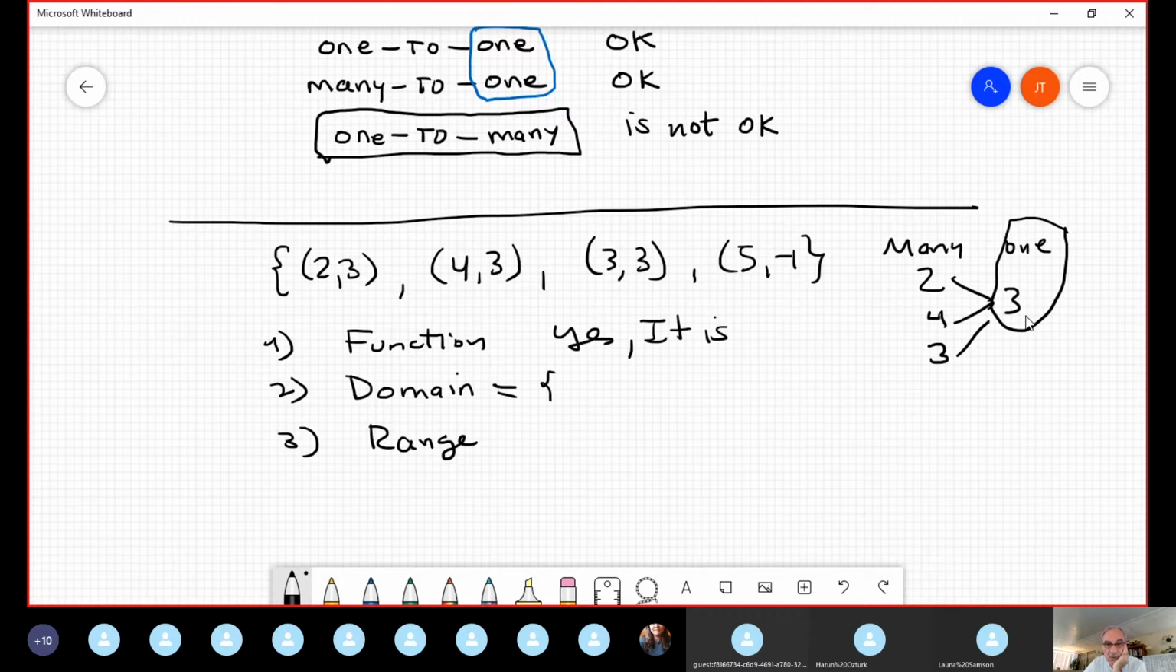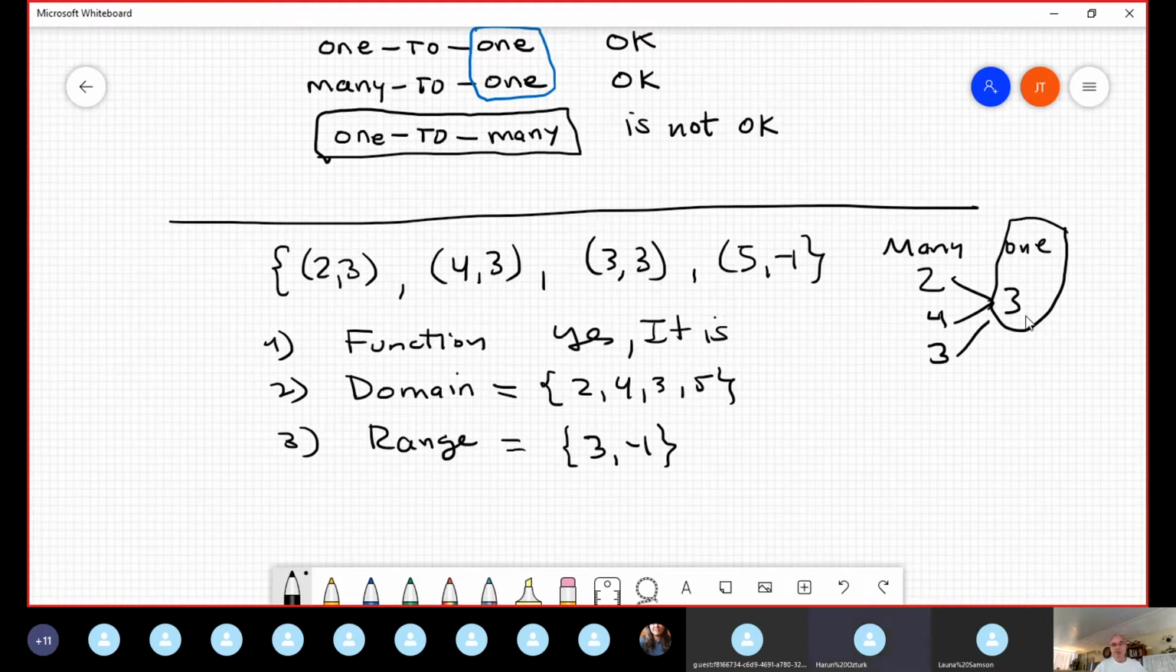What about the domain? Who helps me with the domain numbers? 2, 4, 3, and 5. And what about the range? 3 and negative 1. Exactly. 3 and negative 1. End of the story, guys. Any questions? Does everyone understand very well?